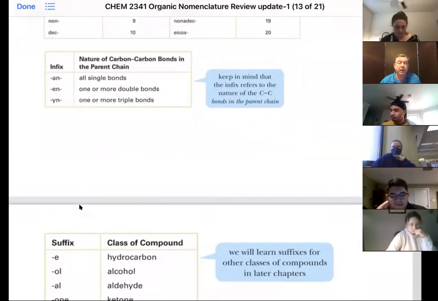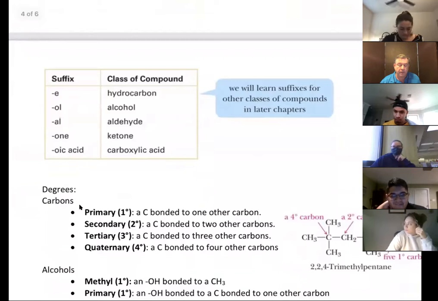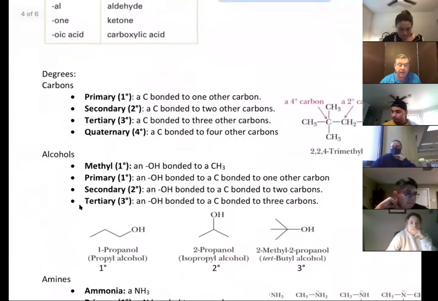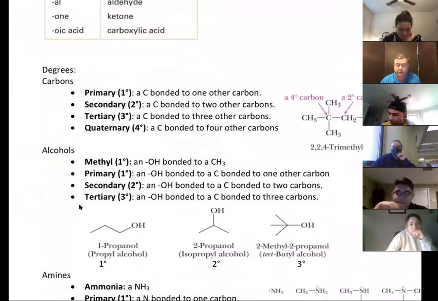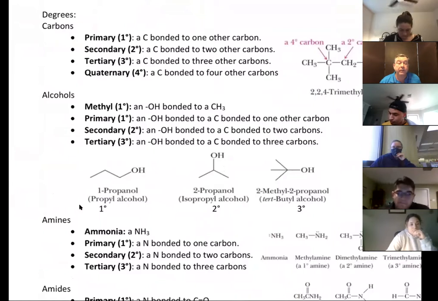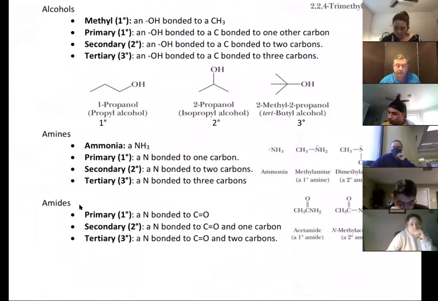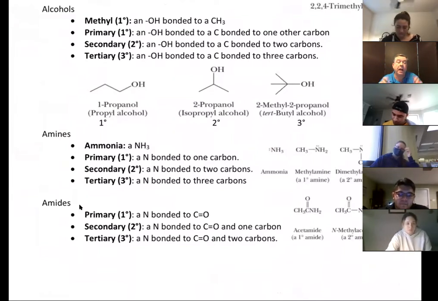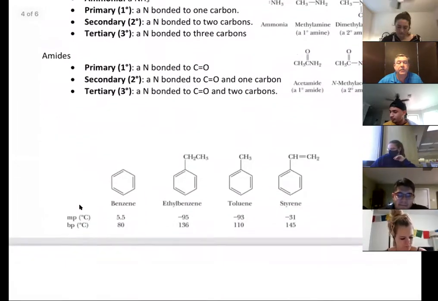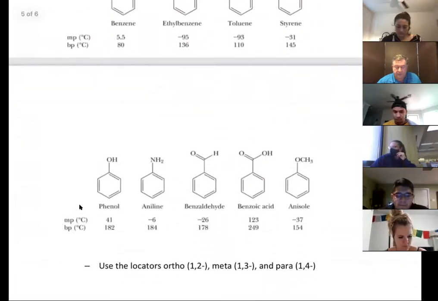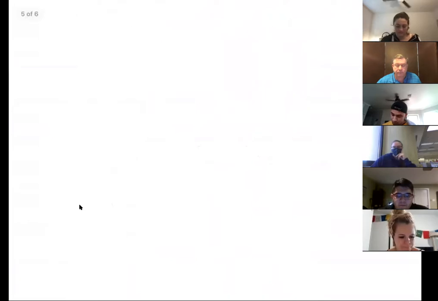It reminds you about the nature of the carbon-carbon bonds, the different common class names. It also does degrees of carbons, degrees of alcohols, and we haven't talked about, well, we did talk about the degrees of ammonia. The degrees of amines are different than the others. Amines and amides are how many carbons are attached to the nitrogen. Okay. And then you'll learn there are some other rules there.